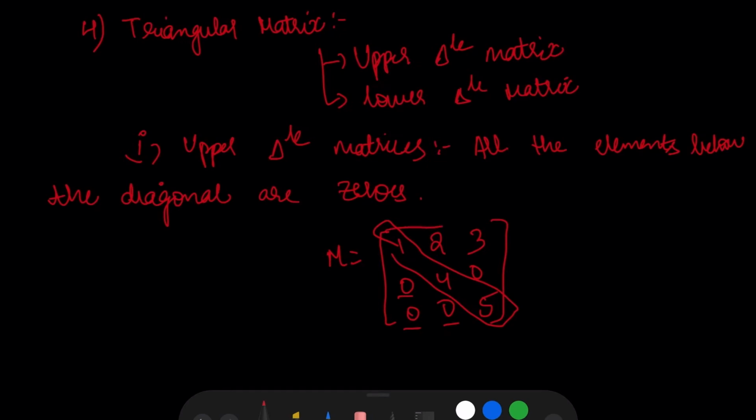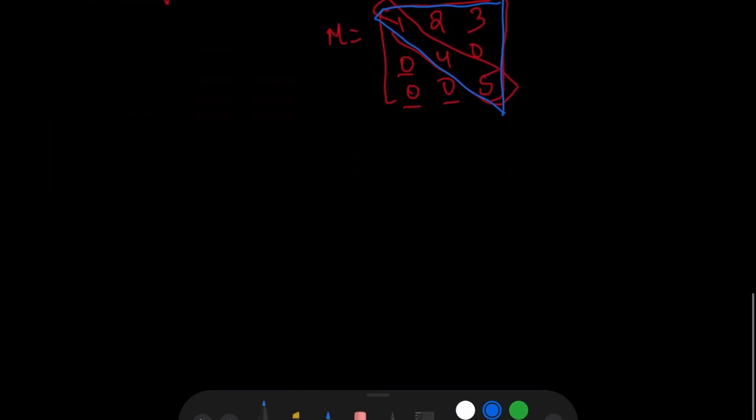Since you can see it forms a triangle kind of shape here, that is the reason it gets the name triangular. Since the elements are on the upper side, it is called upper triangular. So similarly, if you talk about the lower triangle, that is the second concept.